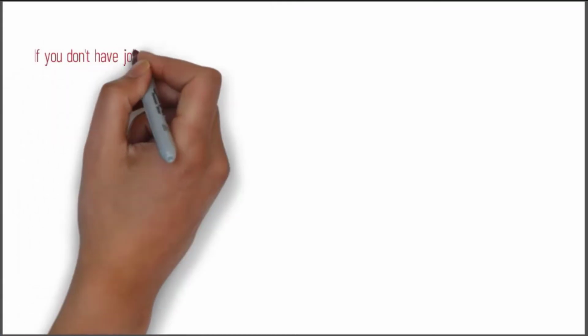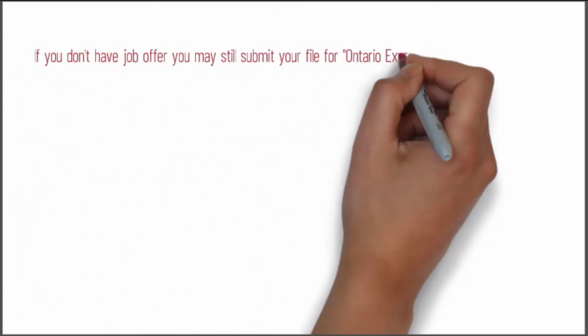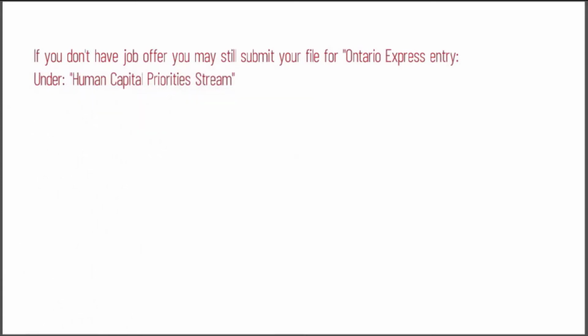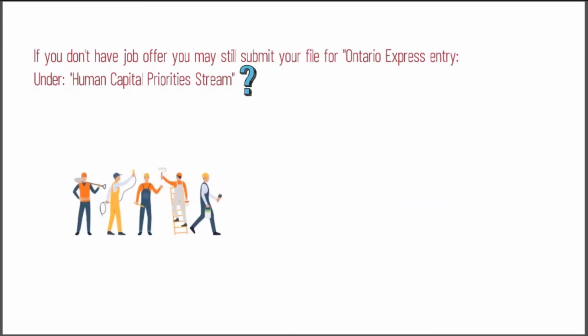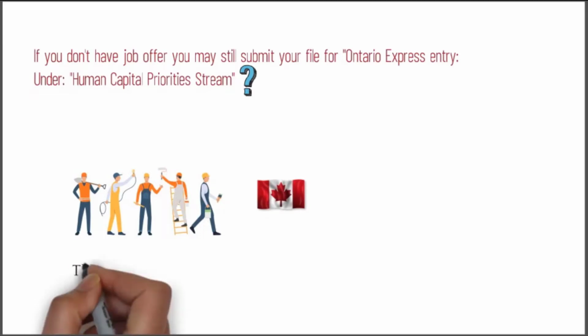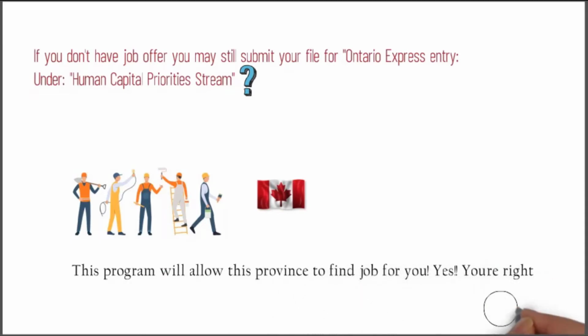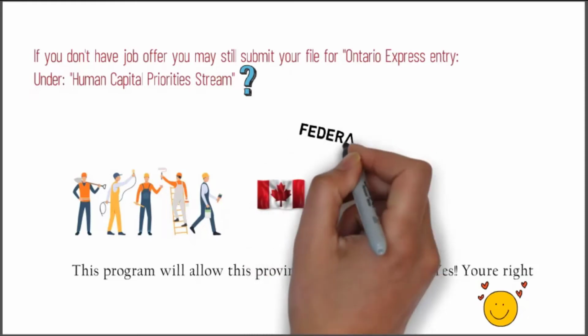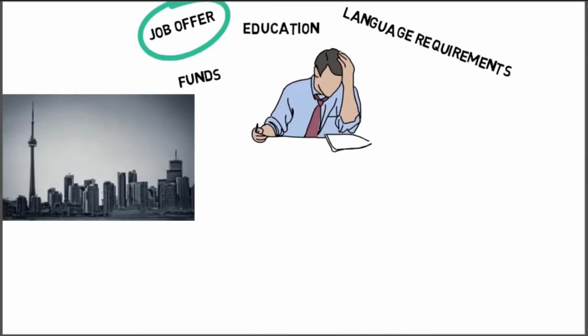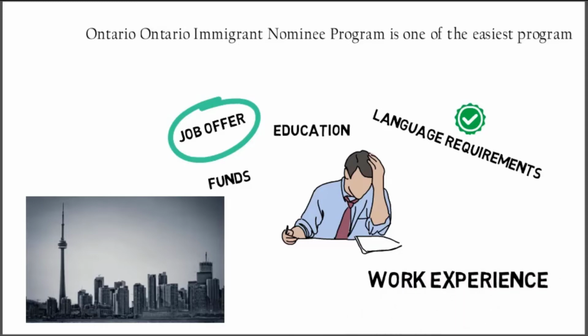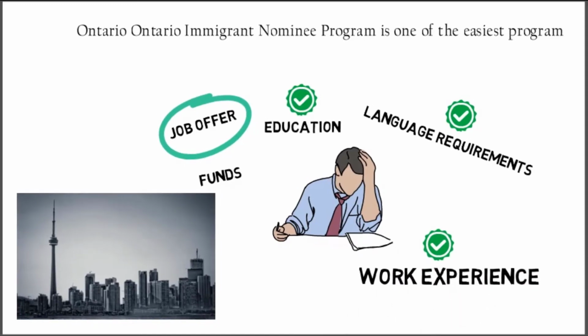If you wish to settle in Ontario and do not have a job offer of employment, you may still submit an application under the Ontario Express Entry Human Capital Priorities Stream. What is the Human Capital Priorities Stream? This stream is designed for foreign skilled workers who would like to permanently settle in Ontario. It allows the province to search for and nominate eligible candidates who have submitted a profile using the Federal Express Entry Pool and who meet the language, work experience, and several other criteria necessary to enter the provincial labor market.